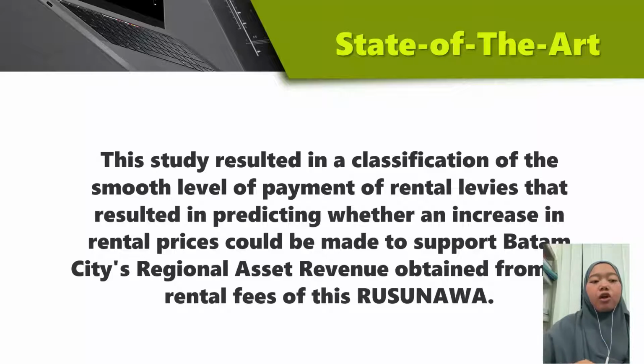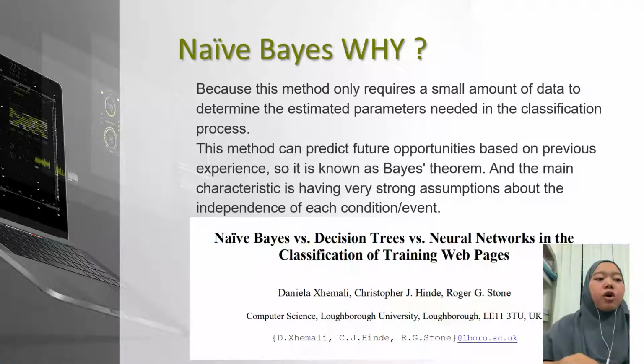Next is the method of the thesis: Naive Bayes. I chose the naive Bayes method because this method only requires a small amount of data to determine the estimated parameters needed in the classification process. This method can predict future opportunities based on previous experience, so it is known as Bayes' theorem. The main characteristic is having a very strong assumption about the independence of each condition or event. Then, I chose this method because the naive Bayes classifier works very well compared to other classifier methods.